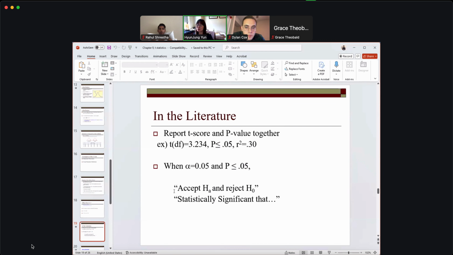All right. So that is how you're going to write out your result with the t statistic value, mostly identical with the z statistic value, but the additional values you're going to report are the degrees of freedom for the t-test and the r-square value. Okay.